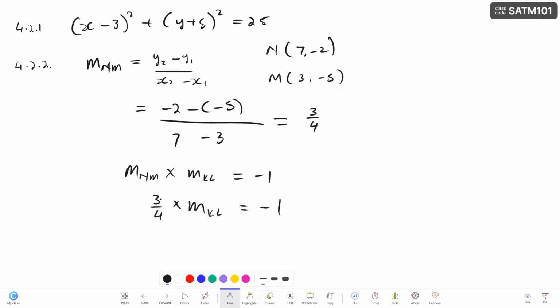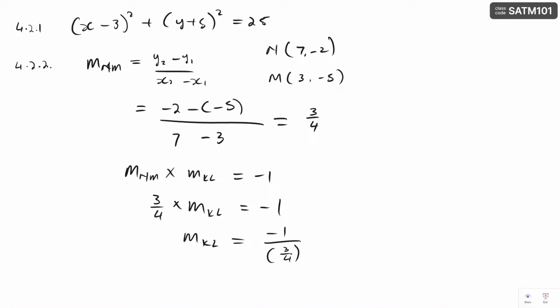So now we just need to divide this number. So how can we divide? We're going to say the gradient of KL is equal to -1, then here you're going to say divided by 3 over 4. Please make sure that you put this number inside the brackets, if you don't know how, swap the numbers, the numerator and the denominator. So here now you need to say the gradient of KL is going to be -4 over 3.